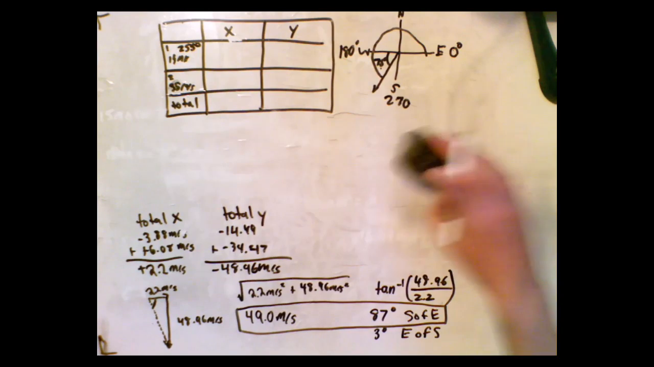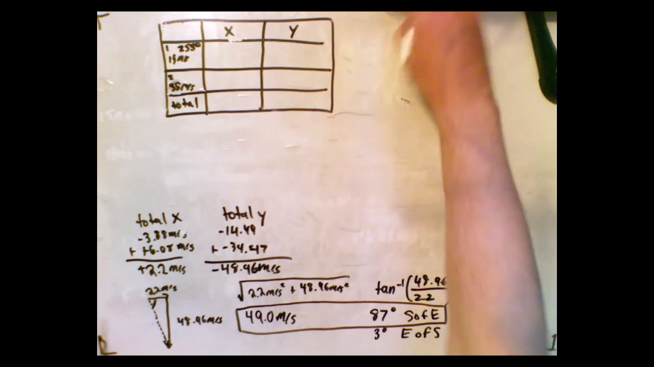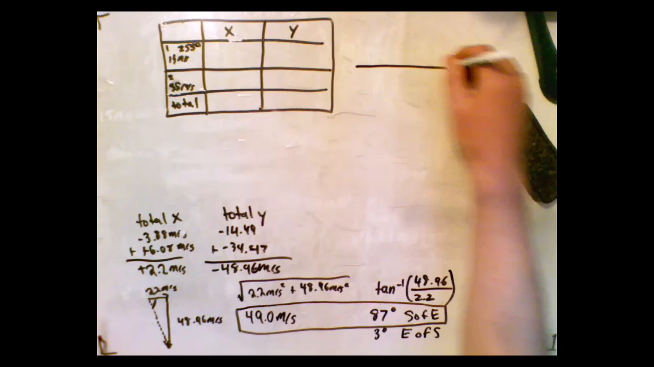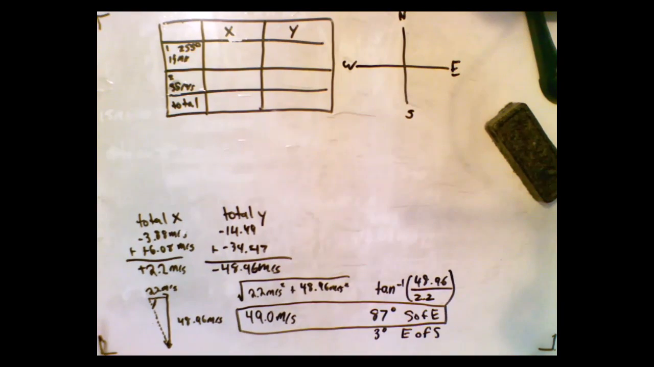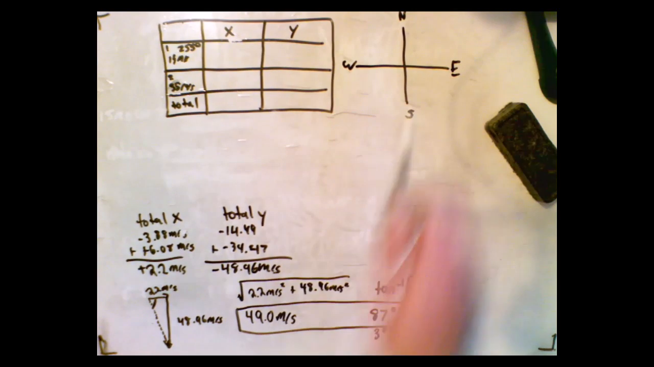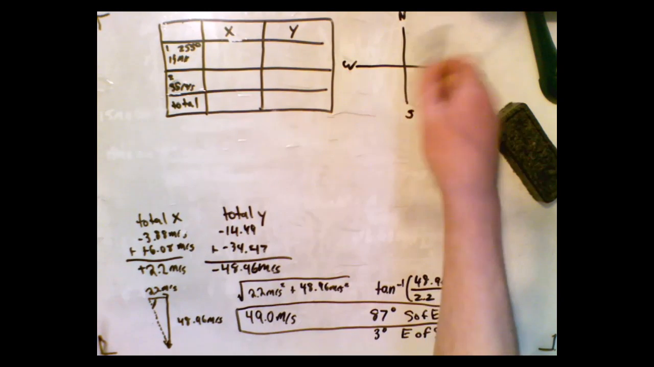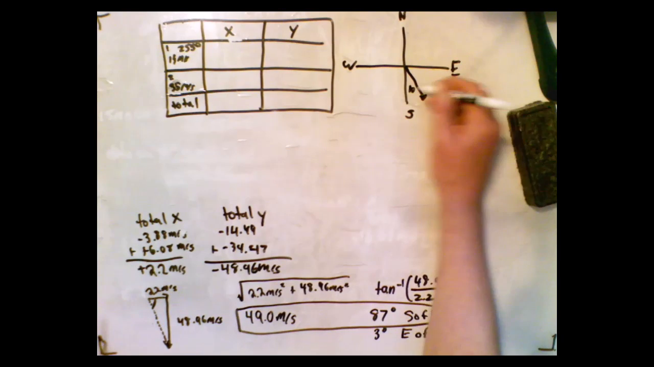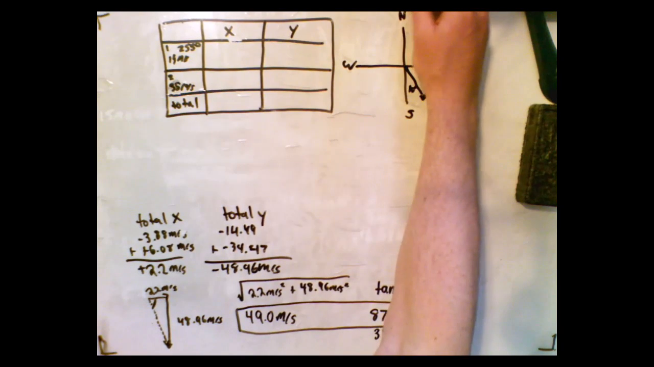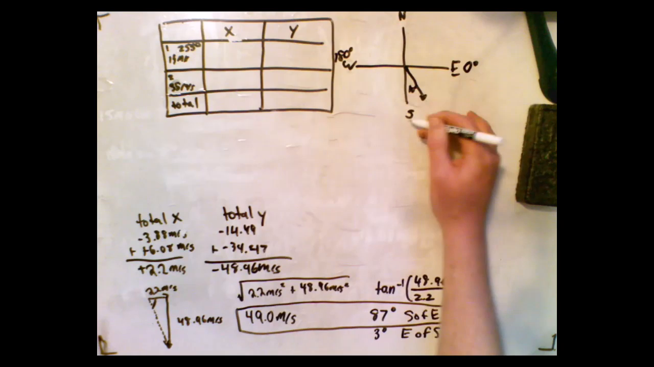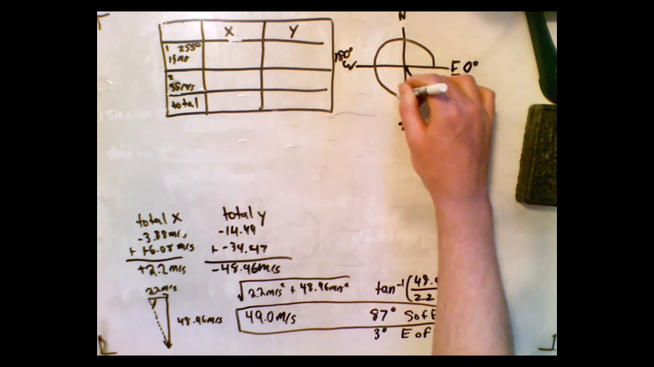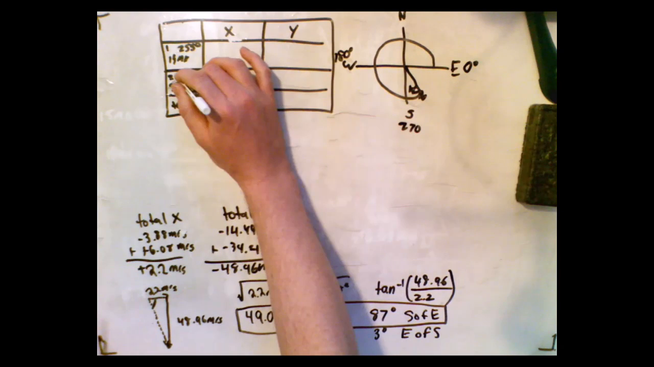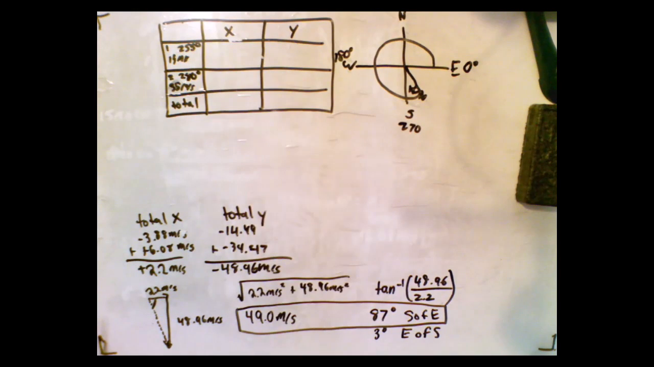We'll do the same thing for our other angle. We have north, east, south, and west. Our next angle is 10 degrees east of south. We're not going south, we're going 10 degrees east of south. So this is 0, this is 90, this is 180, and this is 270, plus another 10. So this one is 280 degrees. And that's the hardest part of this, getting all those angles correct.